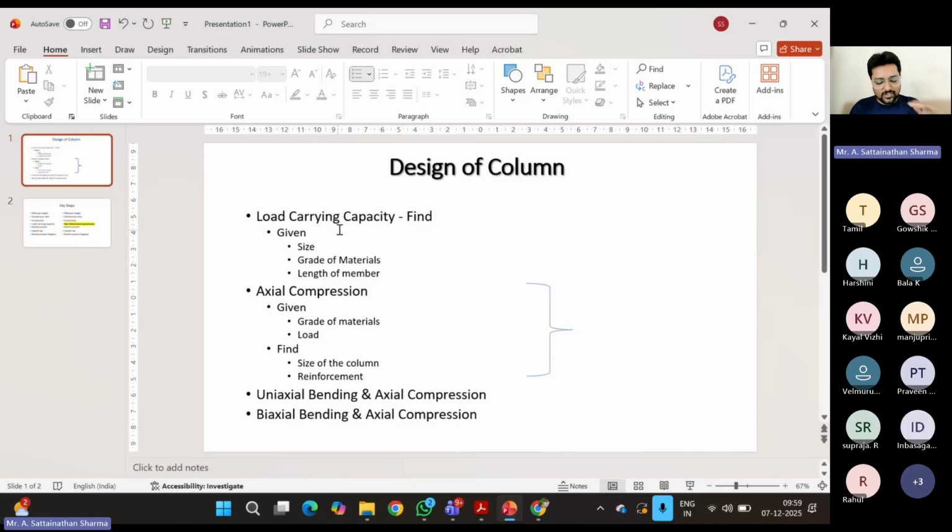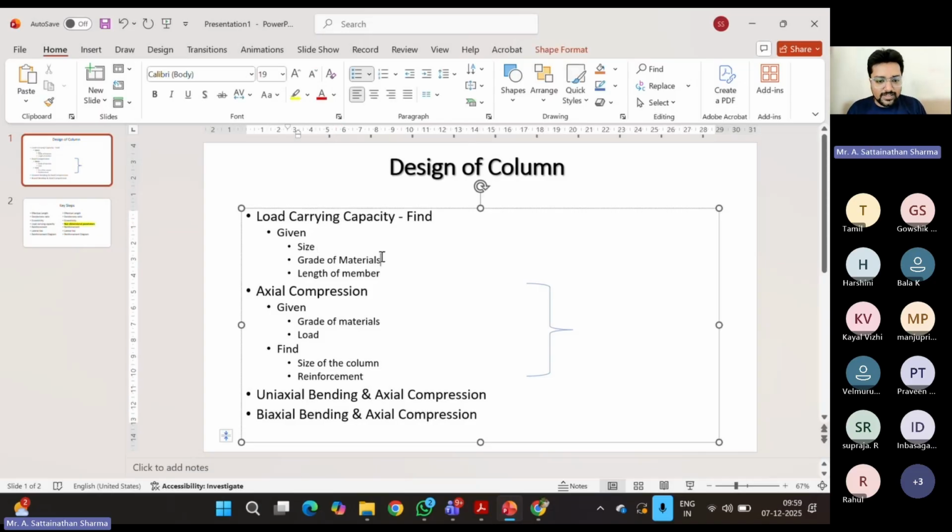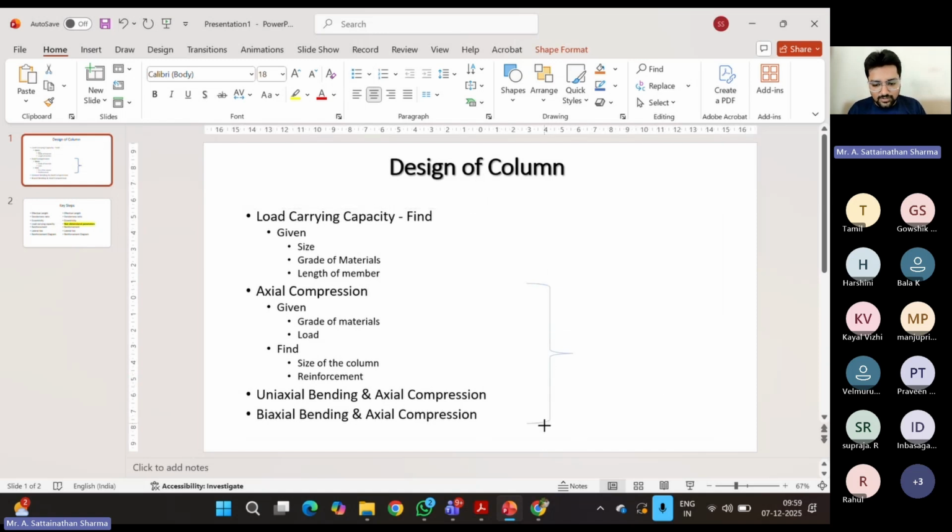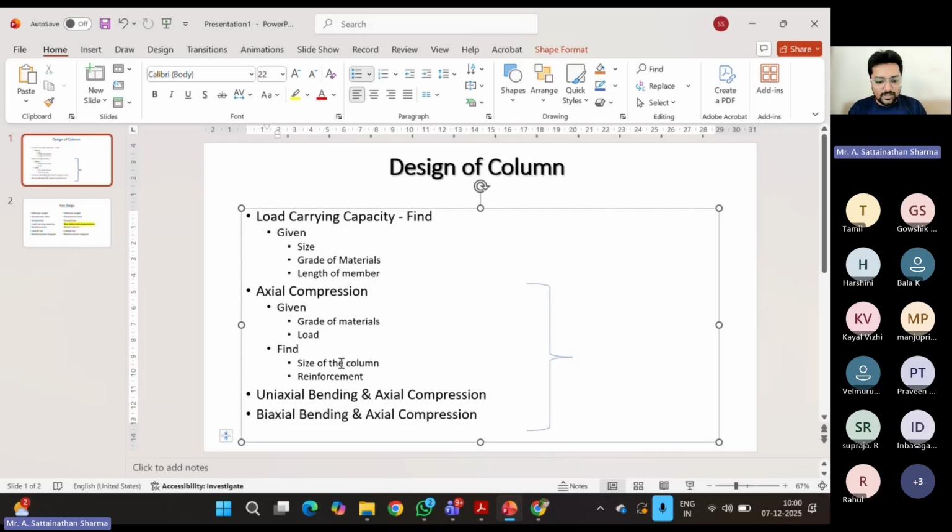If load carrying capacity is asked, then the given data will be size of the member, grade of materials, and length of the member. When you find the word design, then you have to design it. When I say design, you have to design two things. One, you have to determine the size of the column, and you have to give the reinforcement. How much bar has to be given? What is the size of the column? You have to fix it. That is what design is all about.